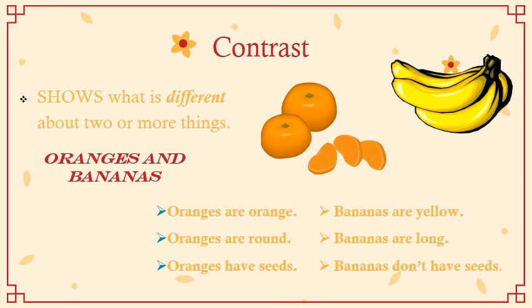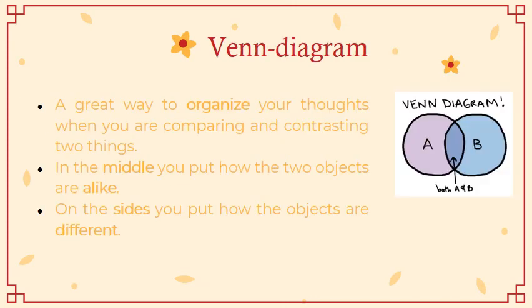So you see, these are differences, because if I find seeds in oranges but I don't find seeds in bananas, this means that it's a difference. They are not similar, they don't both have it. Okay, so when we say compare, we mean similarities, how two things or more are similar. When we say contrast, we mean differences, how two things or more are different.